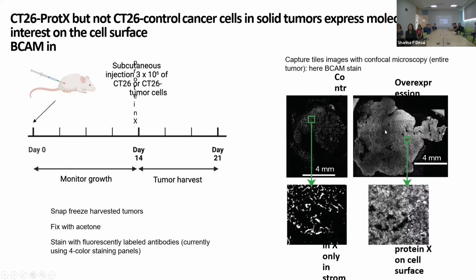But in comparison, when you're looking at the overexpressing tumor, you actually see this membrane pattern. So it's really on the surface pretty much everywhere. I think you really get the whole tissue, but you also get, when you look at this inset, pretty good resolution.